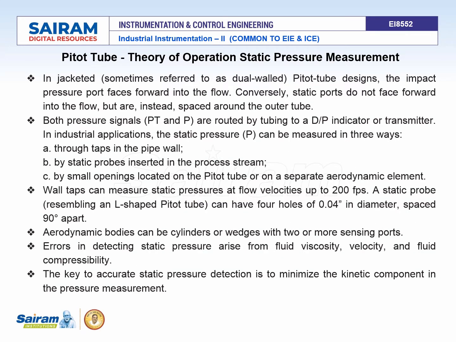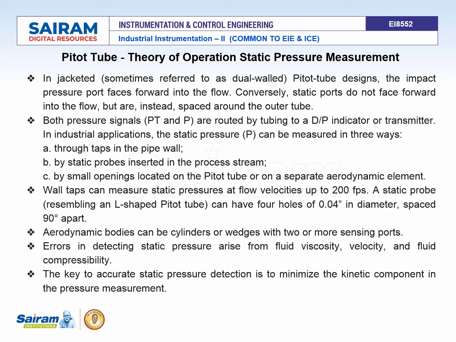Then continuing with the static pressure measurement, the impact pressure port faces forward into the flow, whereas the static ports do not face forward into the flow, instead spaced around the outer tube. Both the pressure signals, PT and P, are routed by tubing to a differential indicator, and we can find the differential pressure between the two.